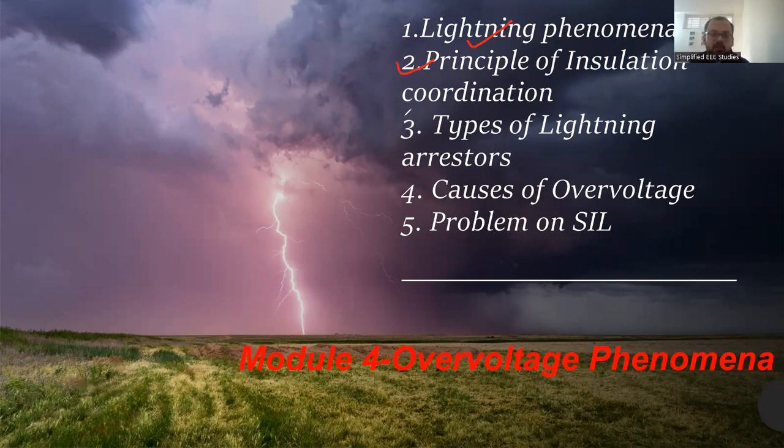Another thing is types of lightning arrestor. What are the different types of lightning arrestor? That is very essential. Similarly, what are the causes of overvoltage? Explain different types of causes of overvoltage. Another one is problems on surge impedance loading. Very, very important. You can see in the model question paper, problems on surge impedance loading. You need to understand the general formula of characteristic impedance. These are the valuable questions you can expect from module 4.